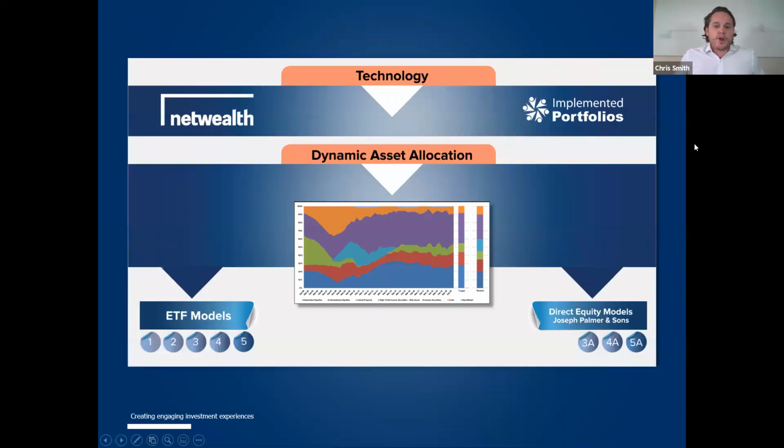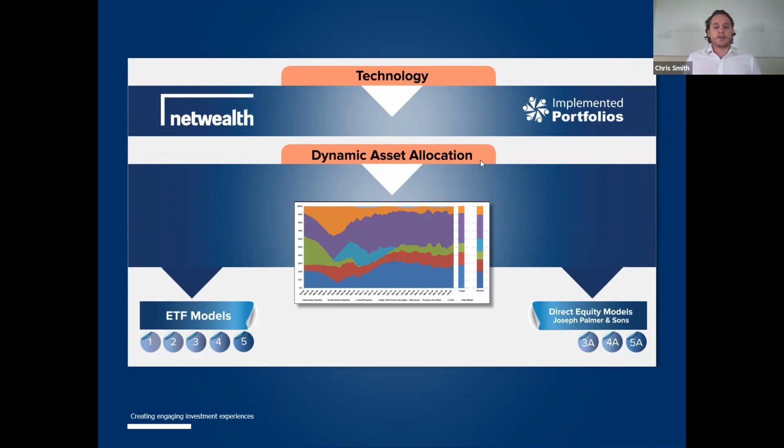The portfolios that we deliver sit within a dynamic asset allocation strategy. There are essentially 8 core portfolios that we run. One set is risk-adjusted models, which are ETF focused. They're our flagship portfolios. They run from 1 through to 5 on a risk-adjusted basis, and the predominant amount of our FUM is in those.